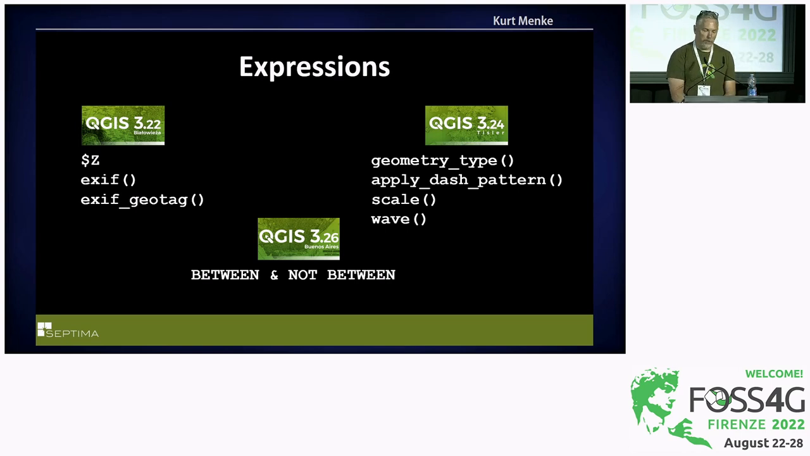And then moving into expressions. So every release of QGIS sees this expression engine growing, and it's become one of, I think, the secret powers of QGIS. So at 3.22, EXIF geotag, 3.24, I'll show examples of scale and wave here in a minute. And then at 3.26, the between and not between operators have been added.